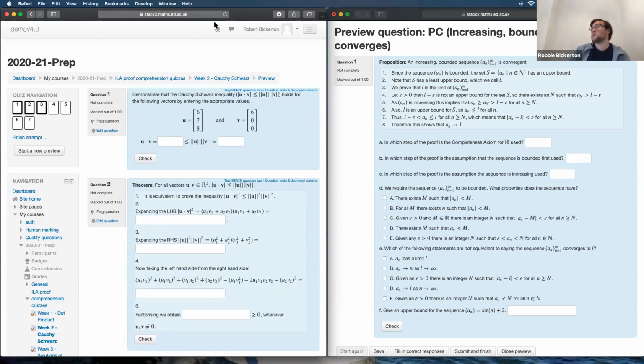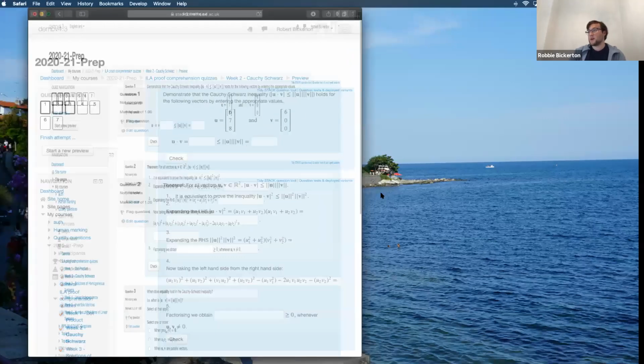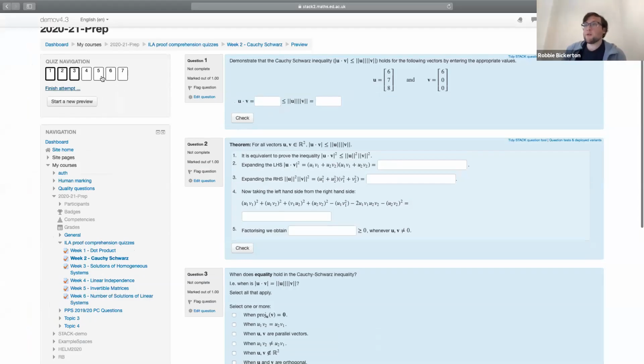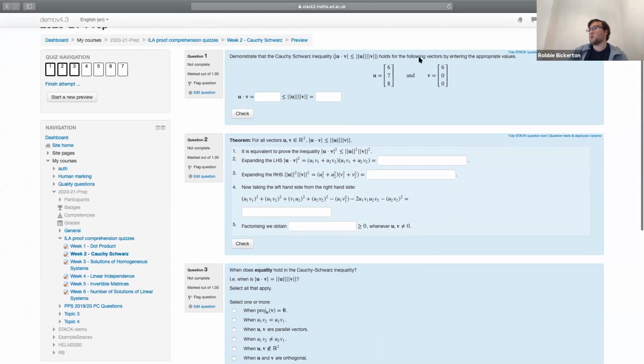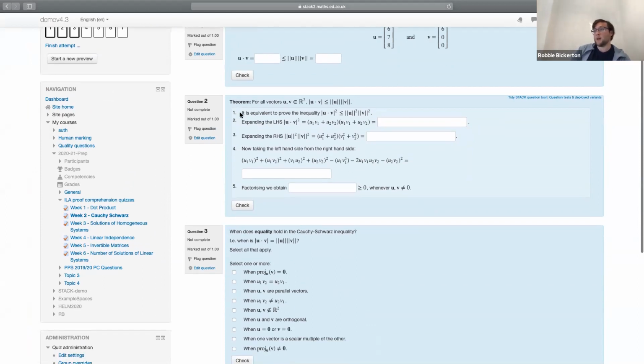So maybe I can get rid of this window and maximize that. Here we've written 7 questions that are all in some sense related either directly to the proof of the Cauchy-Schwarz inequality or to techniques that are used in the proof. Question 1, for example, is just to give an example where it holds. Question 2 is a proof comprehension question where we faded the steps of the calculations. We expect students to expand the left-hand side, expand the right-hand side, and then perform the rest of the calculations to get the proof.